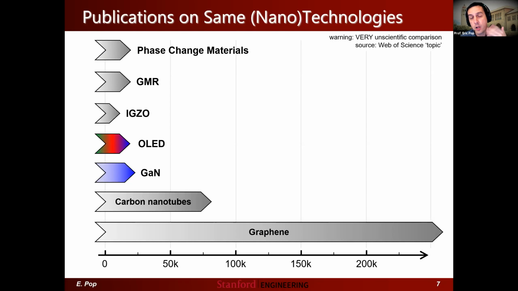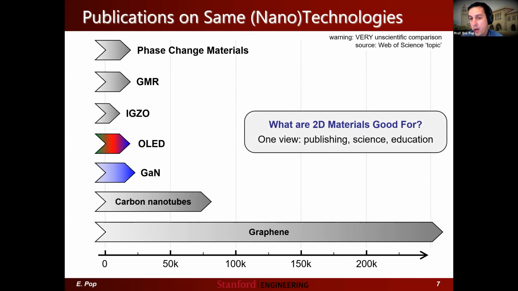The other thing that I did is I looked at the number of publications on the subjects that I showed you earlier. And I want to warn you, this is a very unscientific comparison. This is from the Web of Science, just searched by topics. And you see IGZO has the fewest publications, by far, because it went from Nature paper to Apple iPad displays in 10 years. So there's just not that many papers published on it. On the other hand, you see carbon nanotubes. I found over 70,000 papers, and surprisingly, I found graphene has even many more papers than nanotubes now, maybe 250 to 300,000 papers.